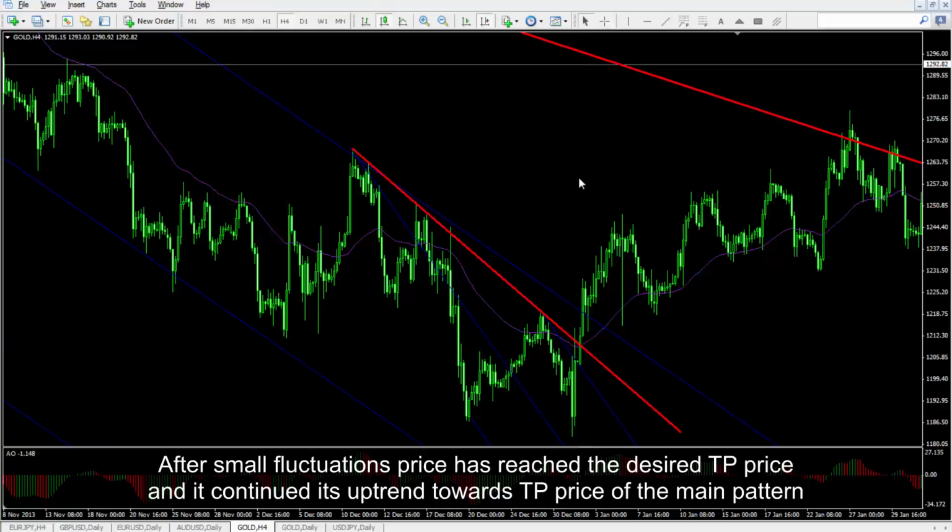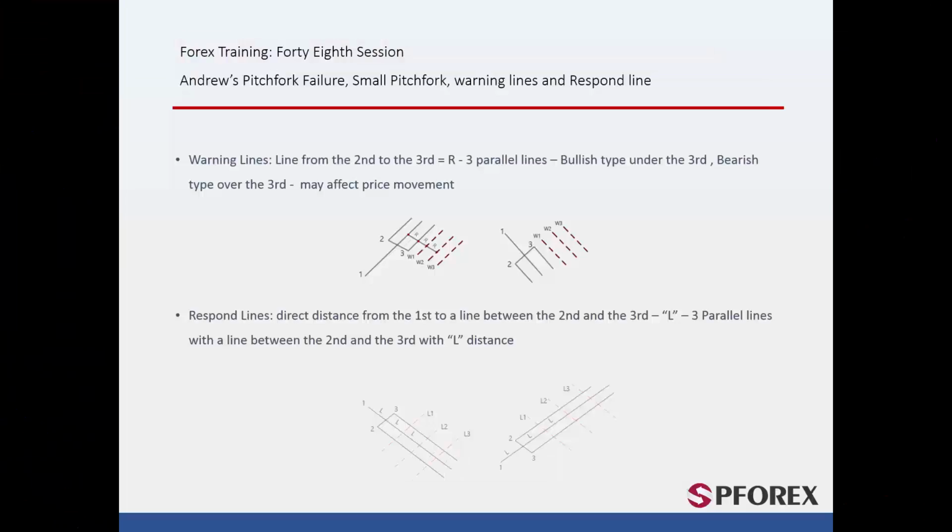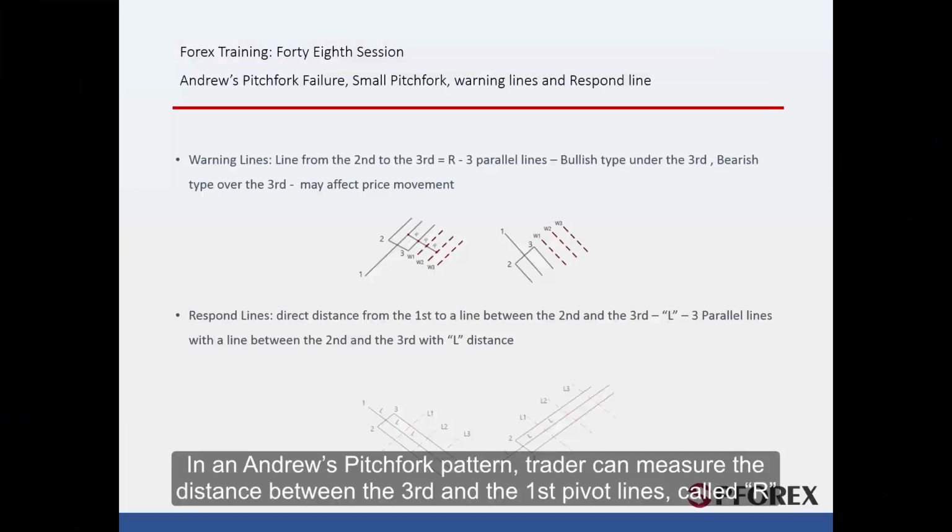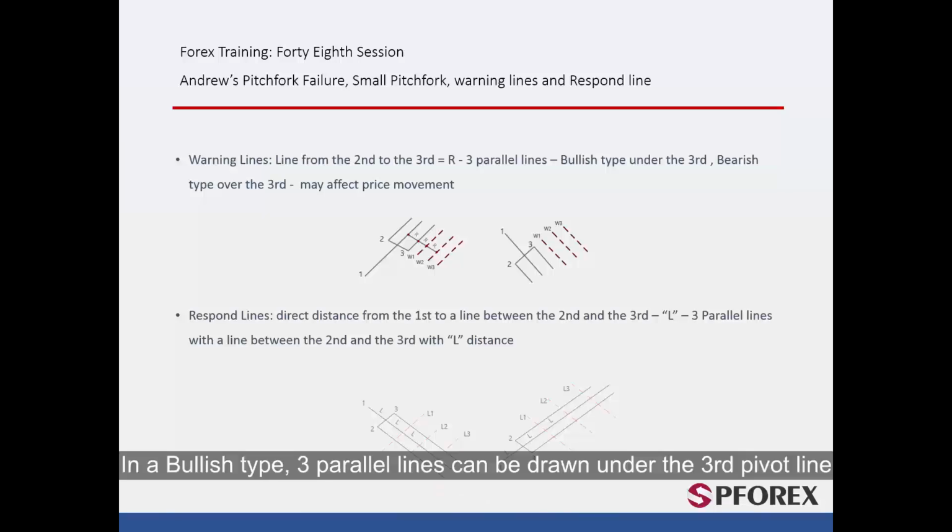Warning line. In an Andrew's Pitchfork pattern, a trader can measure the distance between the third and the first pivot lines, called R. In a bullish type, 3 parallel lines can be drawn under the third pivot line. In a bearish type, 3 parallel lines can be placed over the third pivot line.